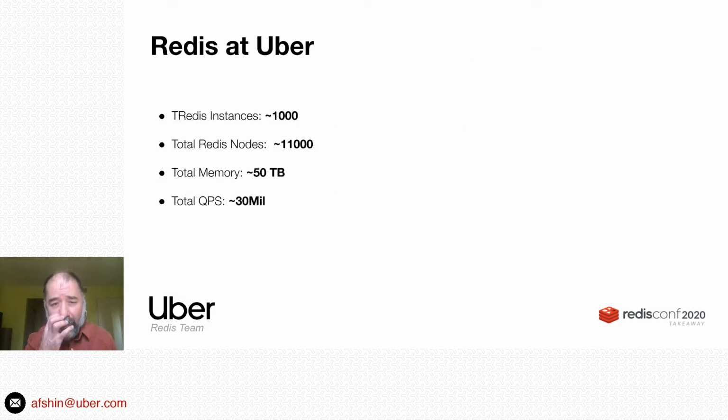Here are some rough numbers showing the size of Redis deployment in Uber. We have about 1,000 Redis instances, and these 1,000 Redis instances have about 11,000 Redis nodes and cover about 50 terabytes of memory and serve about 30 million queries per second.